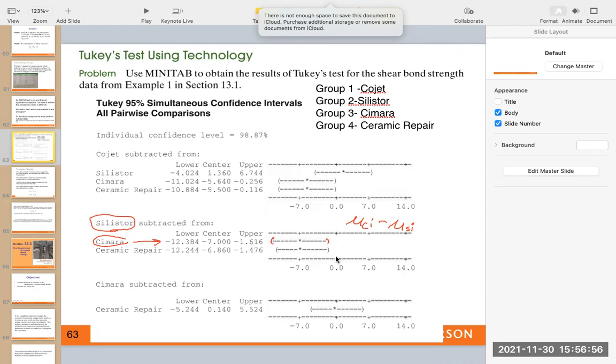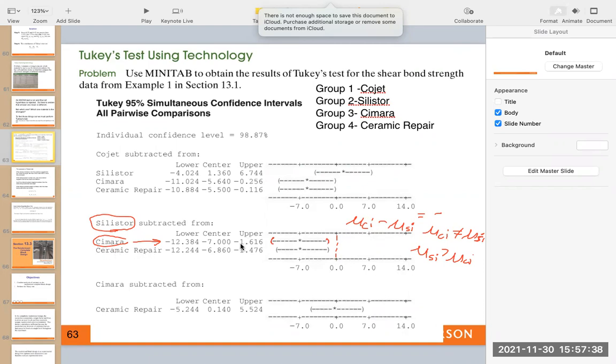And notice that 0 is not contained in that interval. So that tells us these two are not equal. So we can write mu of CI is not equal to mu of SI. And furthermore, we could say that it's all negative. They subtracted those two and got a negative answer, so we believe that Silister is larger than Simara.